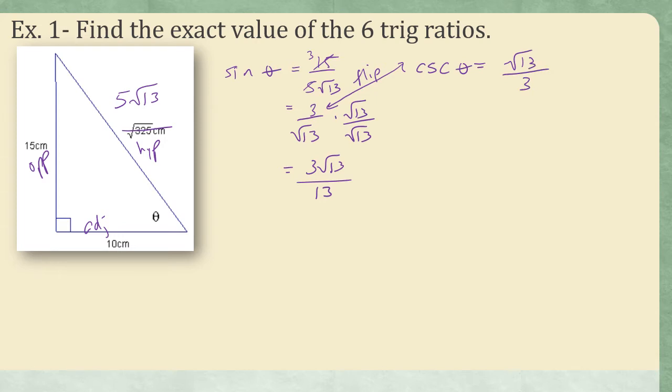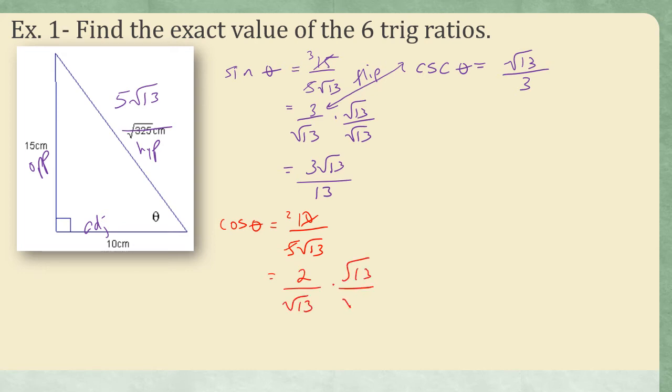If you don't like thinking about it in terms of flipping or making the reciprocal, you could just do hypotenuse over opposite. The next one we're going to get to is cos theta. Adjacent over hypotenuse, so 10 over 5 root 13, and 5 goes into 10 twice, so 2 over root 13.